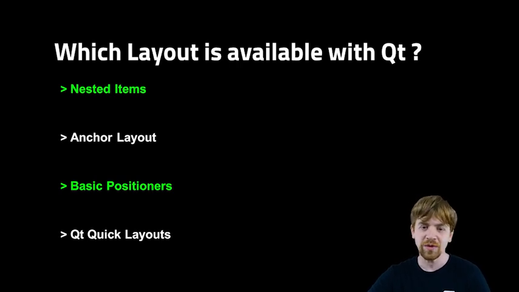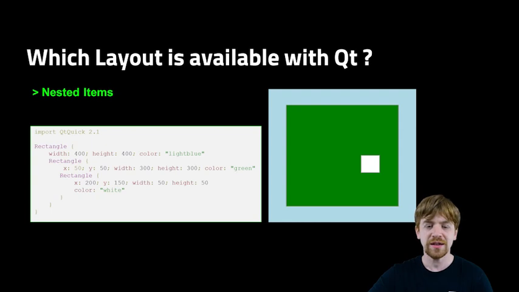We have nested items, anchor layout, basic positioners, and Qt Quick layouts. For the first one, nested items, what is it? Actually, it's positioning items relative to their parents. So for example, here you can see three rectangles that are inside each other, and each child is positioned depending on its parent. So it's a way of creating a component that you can reuse on different screens, but it's really difficult to maintain and adapt if you have some dynamic parts that appear or are removed depending on the time.